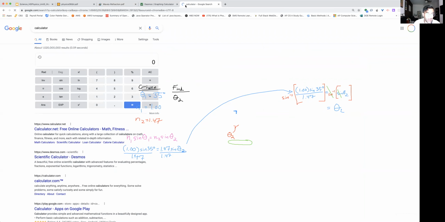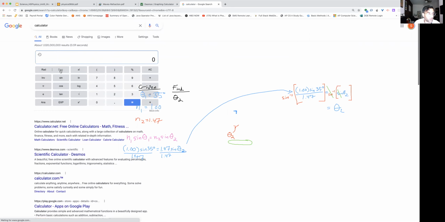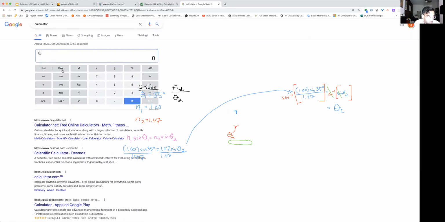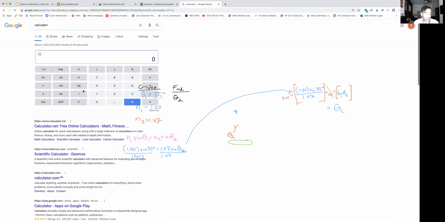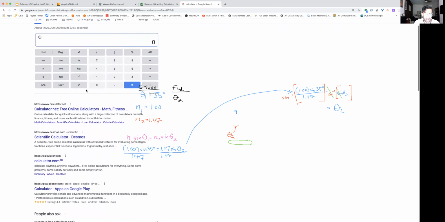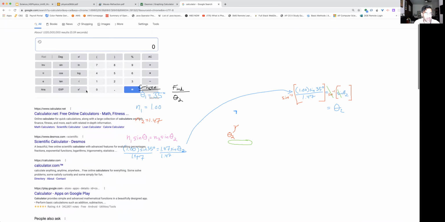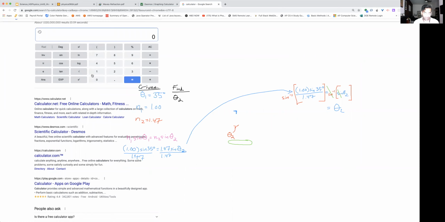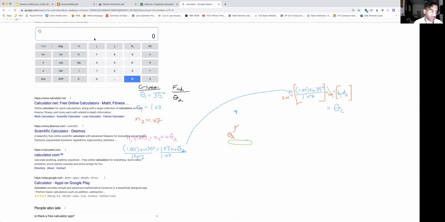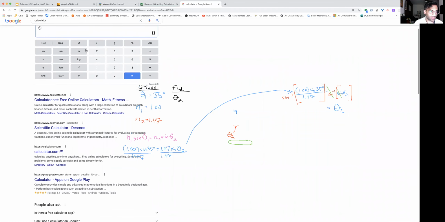So if you just Google calculator, Google will very helpfully pull up a calculator for you. We want to make sure it's in degree mode. Notice that degree is black and radians is grayed out, so I have it in the right mode. Thankfully my annotations shift over with me, so I have all this information. I don't have to remember it because I'm working on Zoom. Very, very handy.